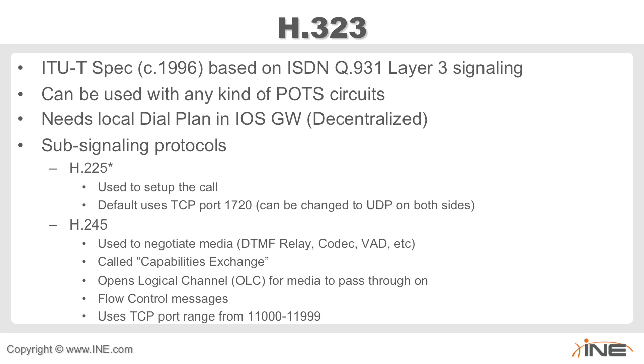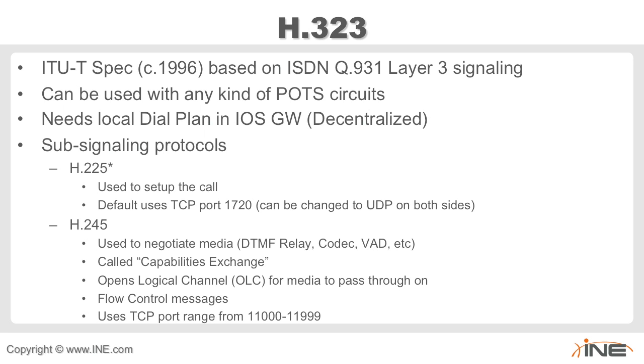It doesn't need to be based on the layer 2 format because IP is a layer 3 only protocol. Layer 2 is handled by whatever layer 2 mechanism IP is going over, whether it's PPP or Ethernet or HDLC or Frame Relay or whatever. So this can be used with any kind of POTS circuit, which is one of the nice things. However, it needs a local dial plan in the IOS gateway, so this is referred to as a decentralized dial plan. The sub-signaling protocols, H.323 is really a suite of protocols.